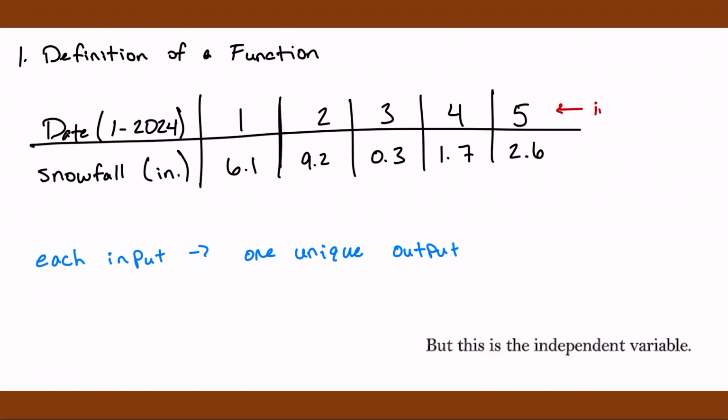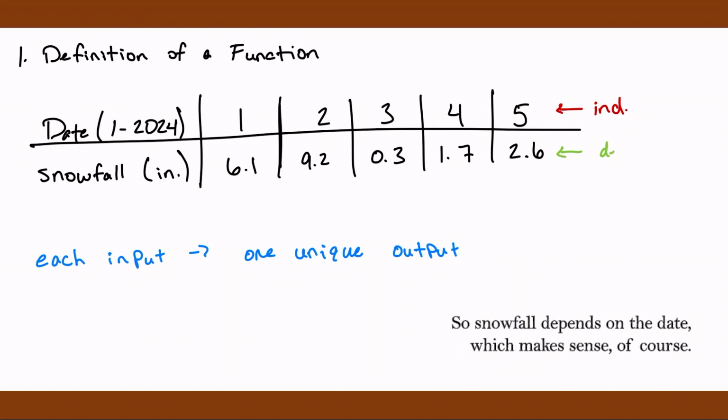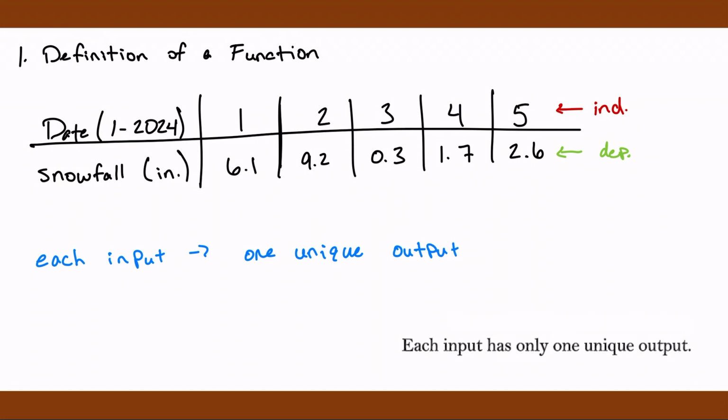But this is the independent variable, and down here we have the dependent variable. So snowfall depends on the date, which makes sense, of course. So this is a table. It's a definitional function. Each input has only one unique output.